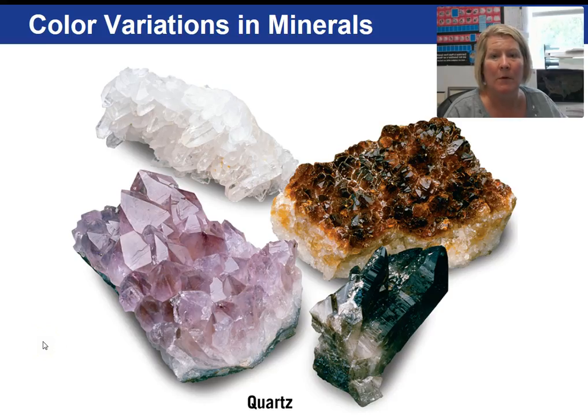Here's an example of the same mineral. We have purple quartz, clear quartz, yellow quartz, black quartz. So quartz comes in a rainbow of colors. So color as a physical property is not a reliable indicator of the mineral. These various colors that the quartz appears in is due to impurities in the mineral.